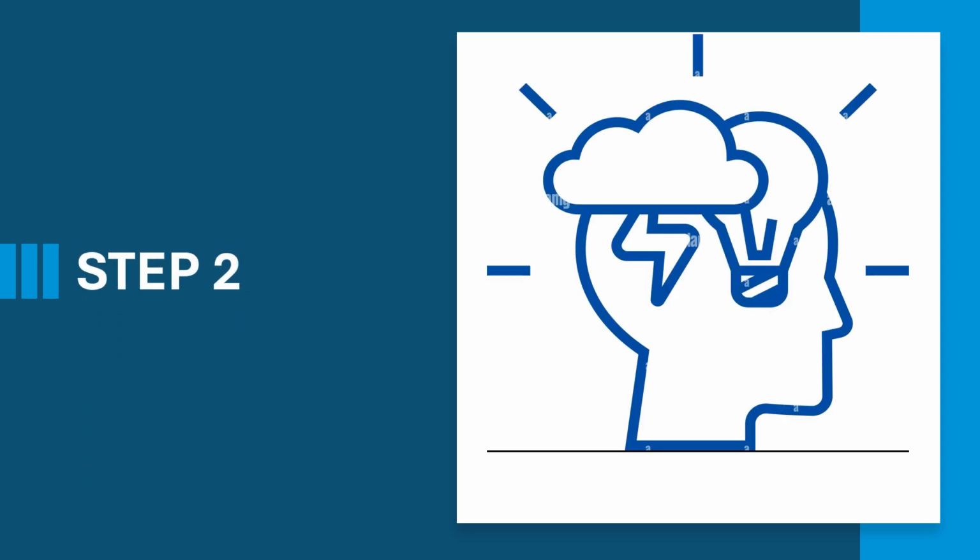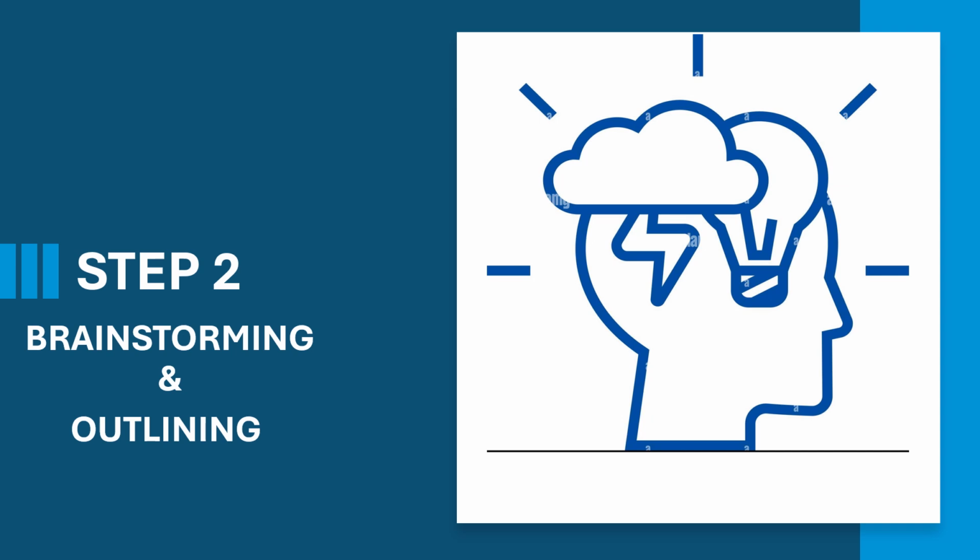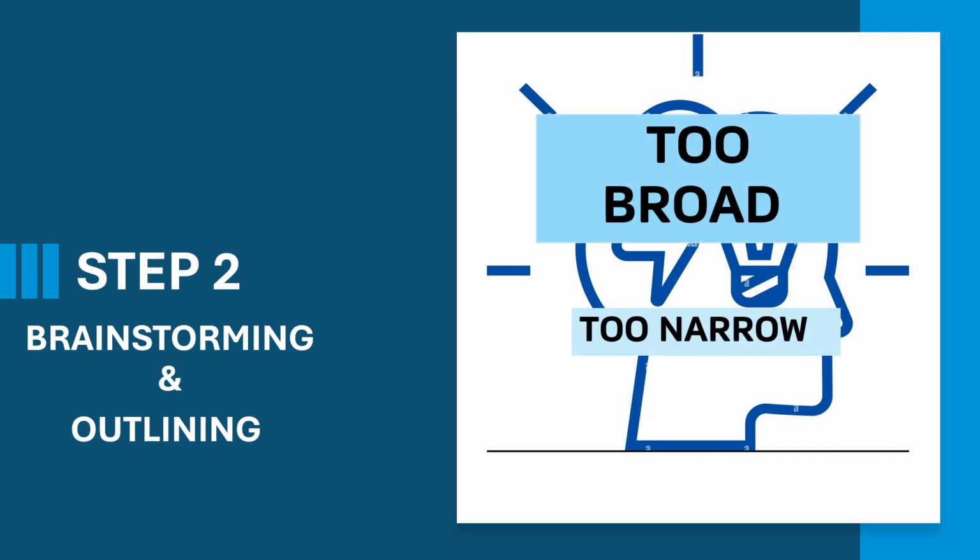Once you have a topic, move on to step 2. Now, step 2 has 2 parts. The first is brainstorming. Just like the name suggests, brainstorming is the act of thinking of ideas you want to write about on the topic given or chosen. Here we must be careful to neither have too broad nor too narrow of a topic to write about. Falling on either side of these may affect your essay.